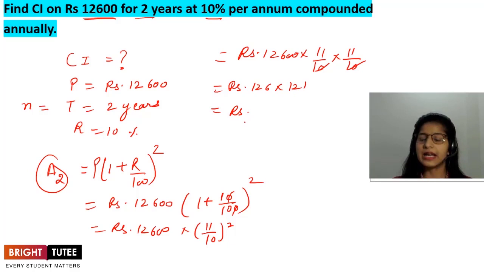Now we can multiply it to get the amount. Okay, let us multiply 126 with 121. You are going to get 15,246. Clear? So now we have calculated the amount.